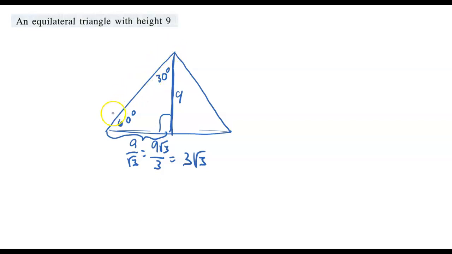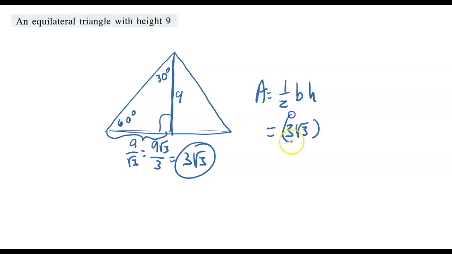And then we don't even need that. We have our base and we have our height. So here we go. Area is 1/2 base times height. Well, half the base is 3 root 3, right? And the height is 9, so our area is 27 root 3.